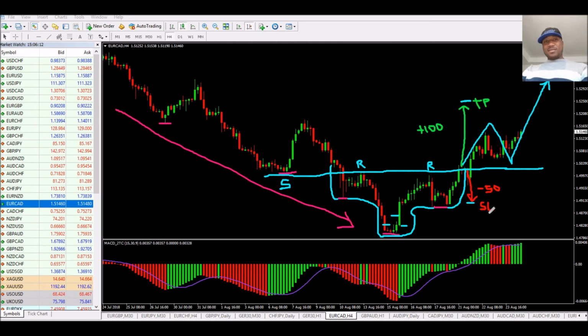Now you can see with this concept, the market came to this point, bounced around the zone, and the market is pushing to the upside. Now you have 50 pips of stop loss here.